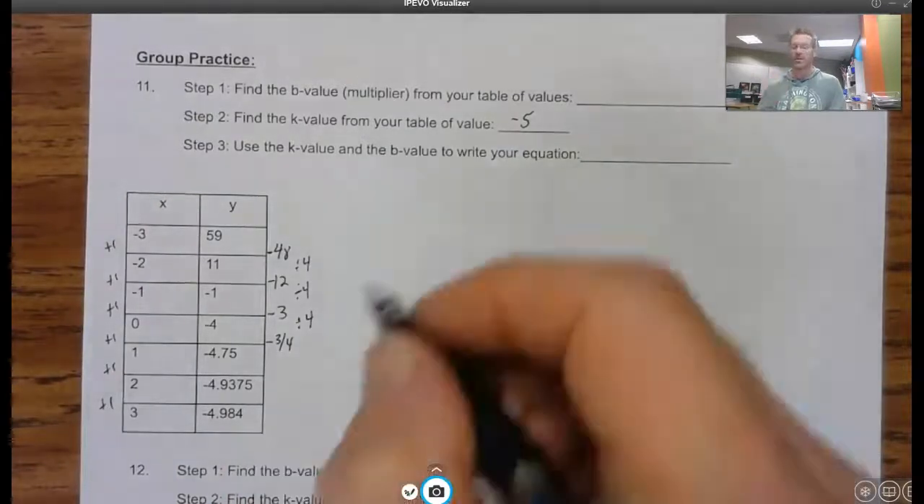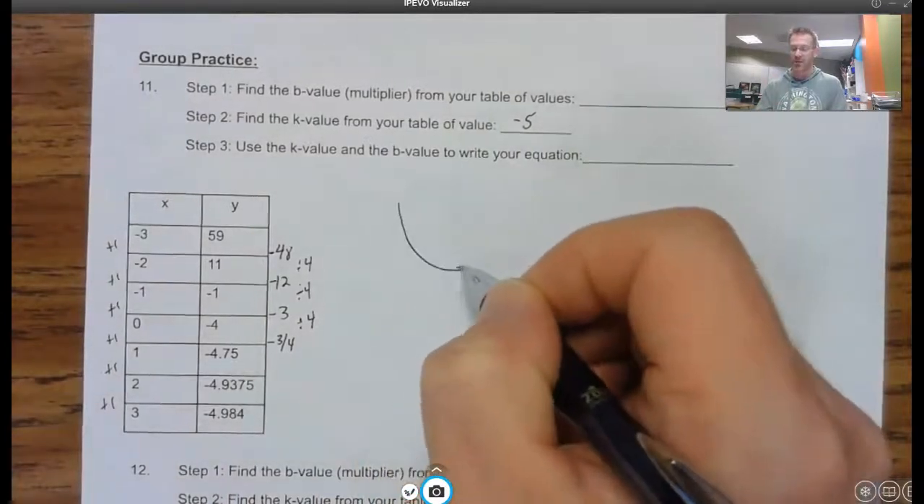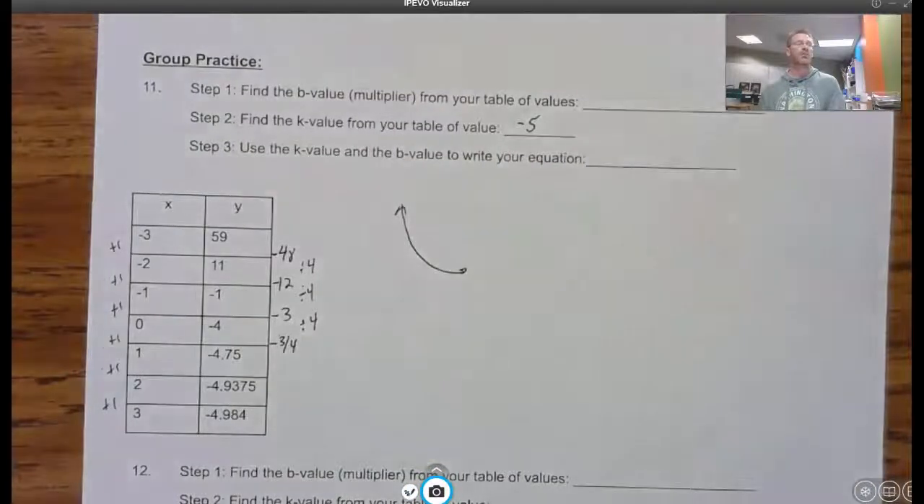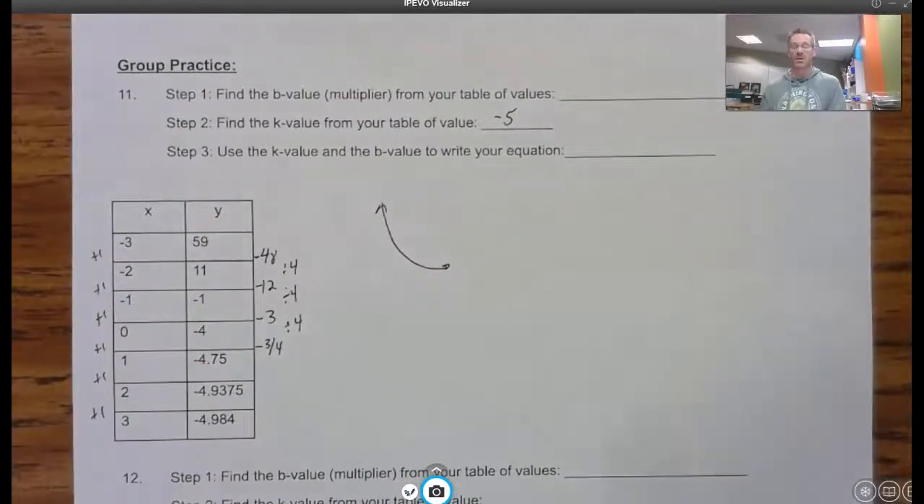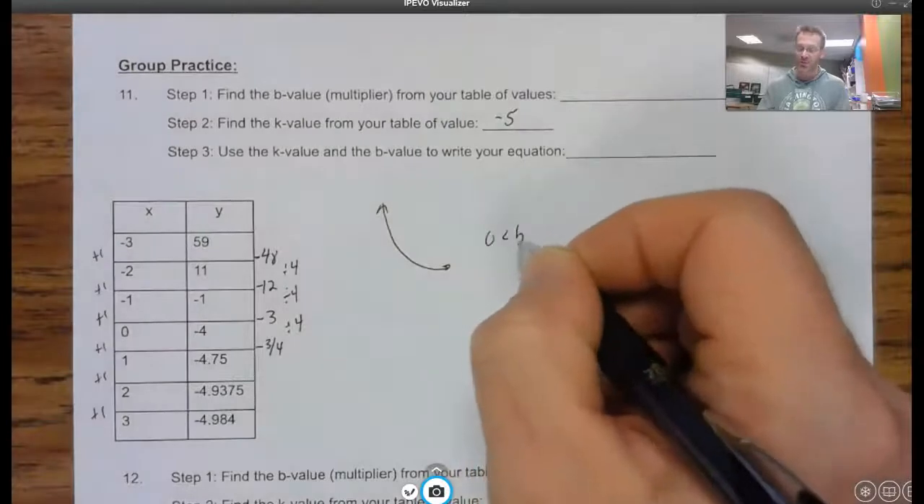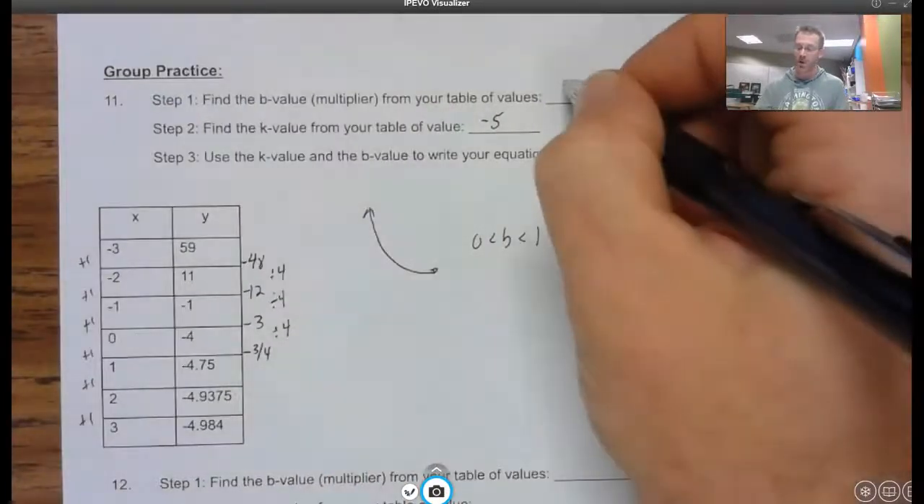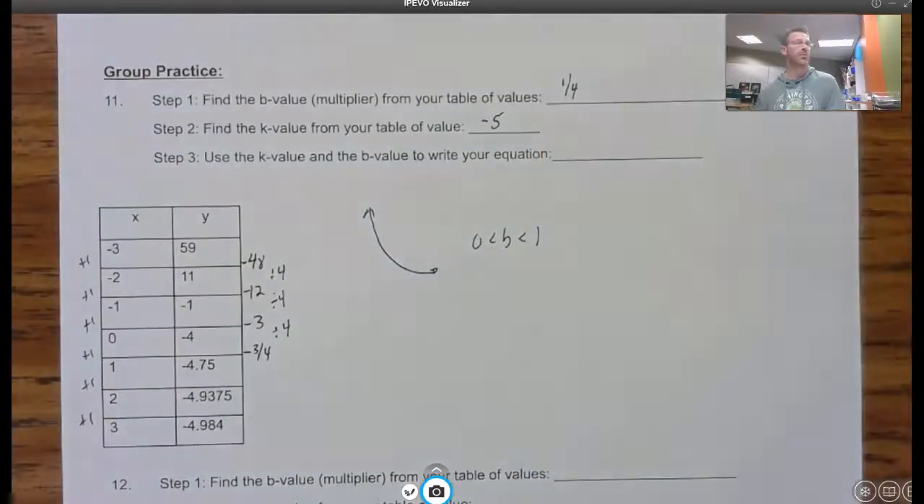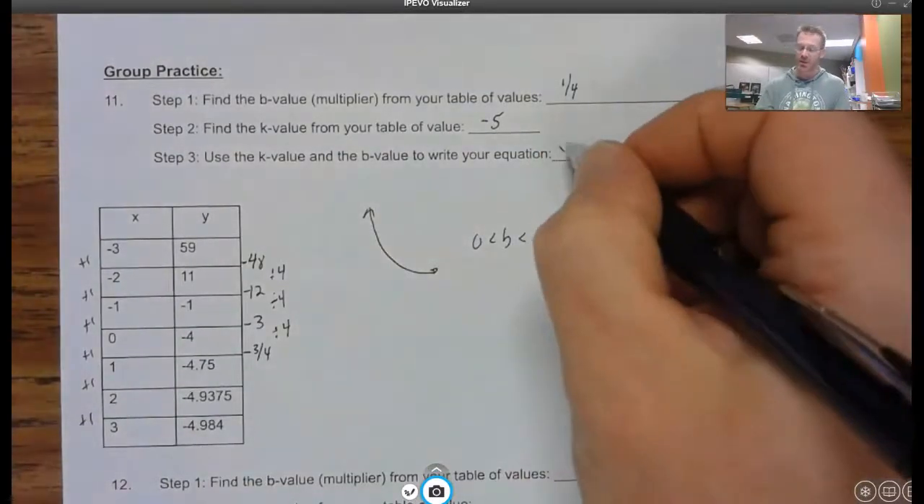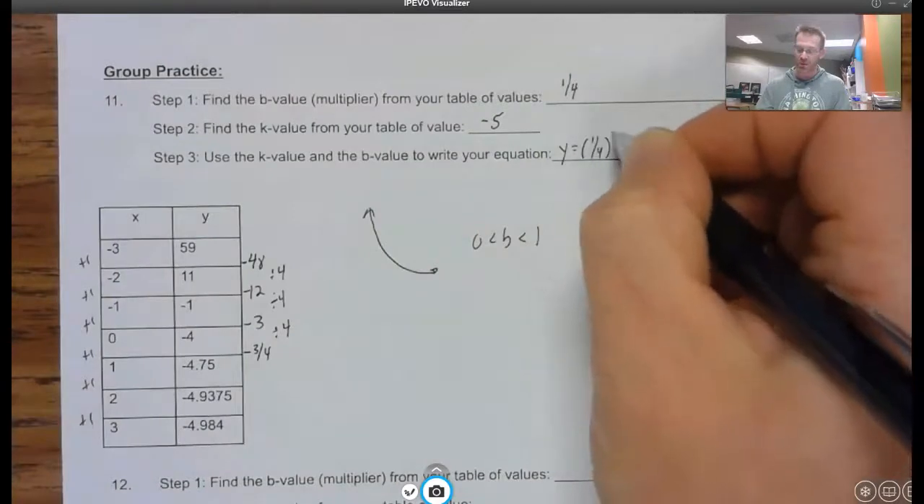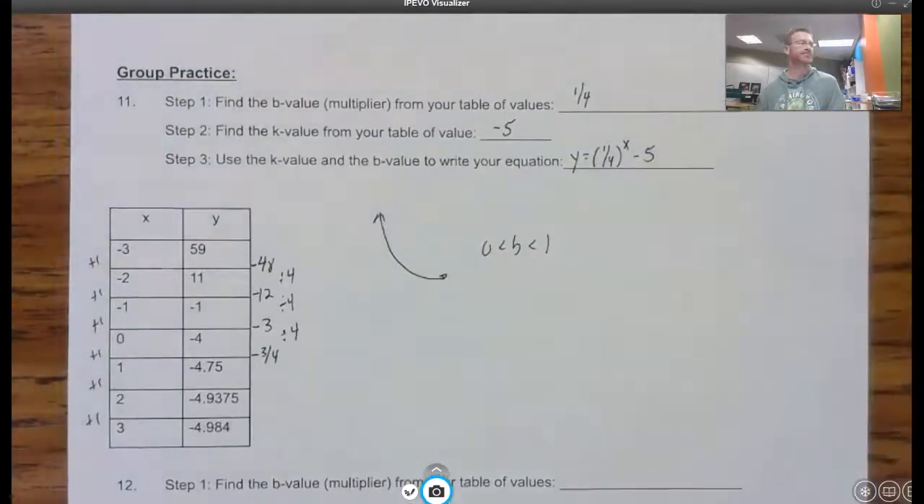Now, since I'm dividing, remember that means I'm going downhill like this. And if you remember, all right, from our work with exponentials, that means we need a b value between 0 and 1. All right, and so since I'm dividing by 4, that would be 1/4. All right, and so then we take that information, 1/4 to the x minus 5.